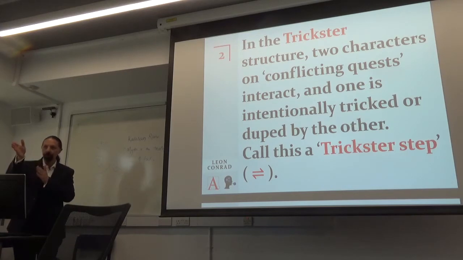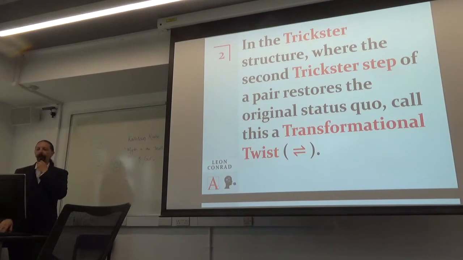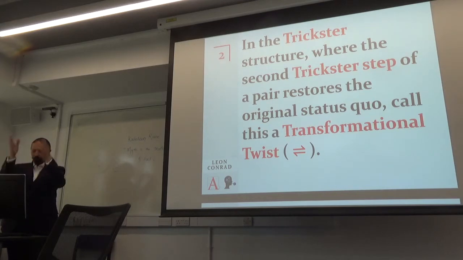Things do not flow forward, they clash. And that clash sets up an expectation which gives rise to a triplicity. And the second trickster step in that pair restores the original status quo. They're still enemies, they're still on conflicting quests, but they've done this kind of double-crossing thing, which makes me think of braiding. Cross, and then you double-cross or recross.